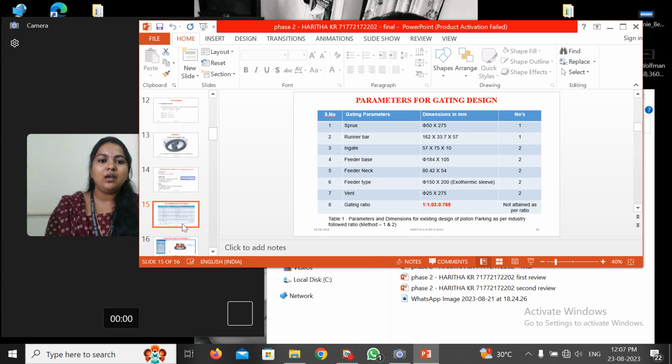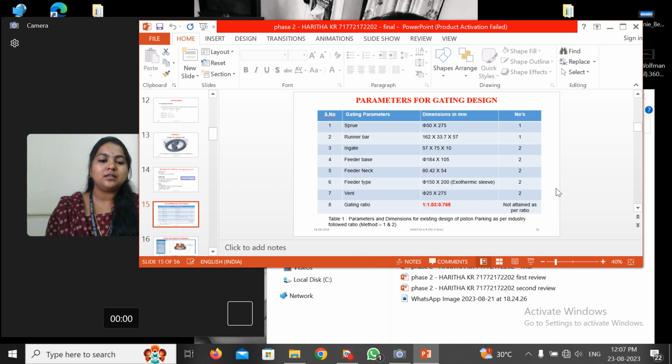The sprue diameter is 50 mm, all dimensions are in mm, and height is 275 at the top. One sprue is used, and one runner bar, with length 162, width 33.7 and height 57. The in-gate is 57 cross 75 cross 10, and the feeder base is diameter 184 cross 105 height. The feeder neck is 80.42 cross 52.